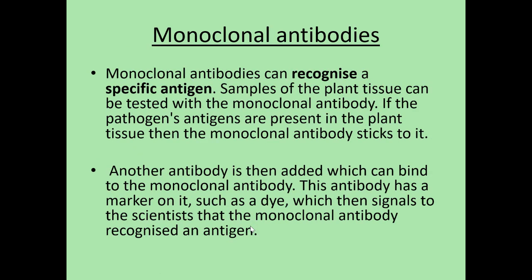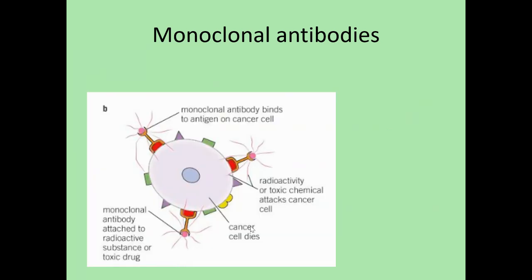So very quickly, how do monoclonal antibodies work? Well, a monoclonal antibody can recognise a specific antigen. Samples of the plant tissue can be tested with the monoclonal antibody. If the pathogen's antigens are present on the plant tissue, then the monoclonal antibody will stick to it. Another antibody is then added which can bind to the monoclonal antibody. This antibody has a marker on it, such as a dye, which then signals to the scientists that the monoclonal antibody has recognised the antigen, and therefore the disease is present.